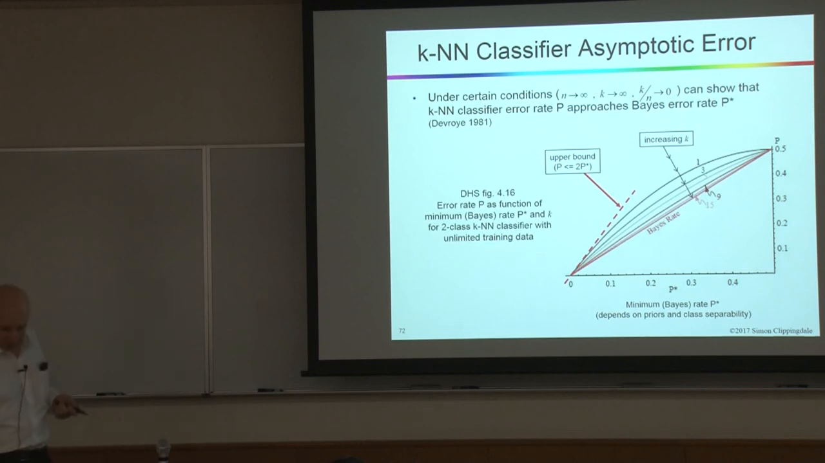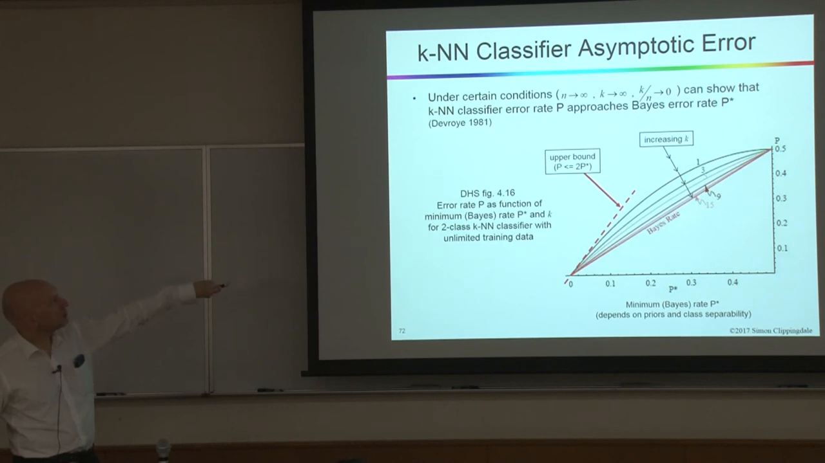This is how it looks, where up here is the error rate. Along here is the minimum error rate, the Bayes rate. Here is the upper bound, which is twice the Bayes rate. For a simple nearest neighbor classifier, just assigning the input vector to the single nearest training sample, that's this curve here. This is what the error looks like.